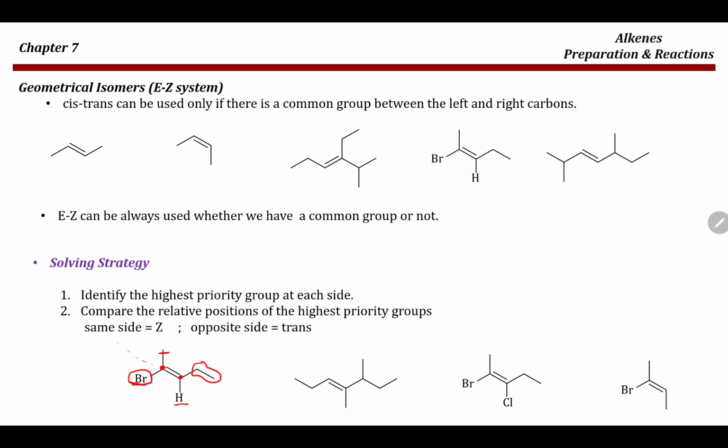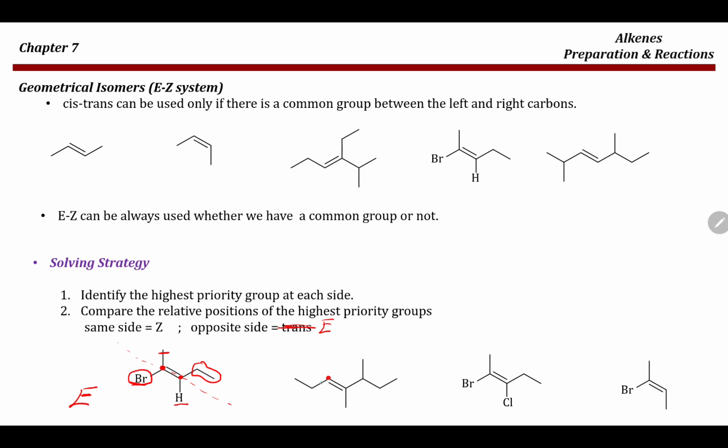Again, if you are confused, just draw a line. You will see that those groups, one of them is above, one of them below the line. Since they are at opposite sides, I'm going to use this letter E, which states that those are at opposite sides. Let's take another example here.